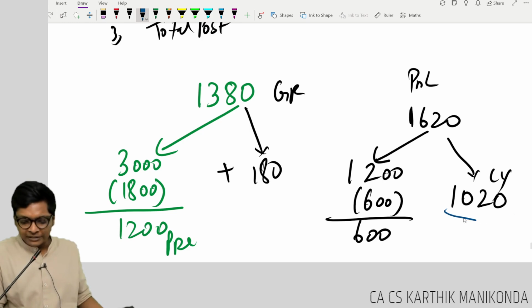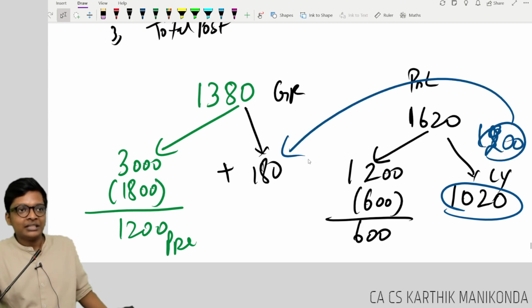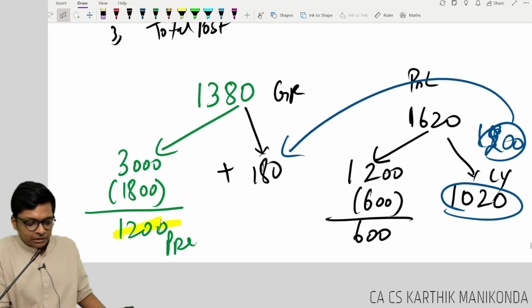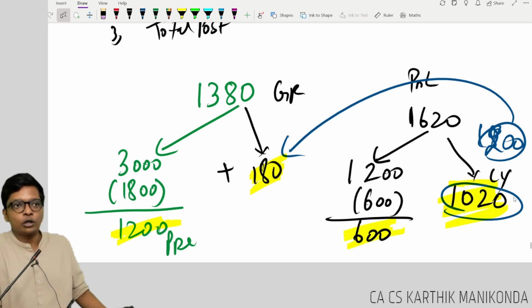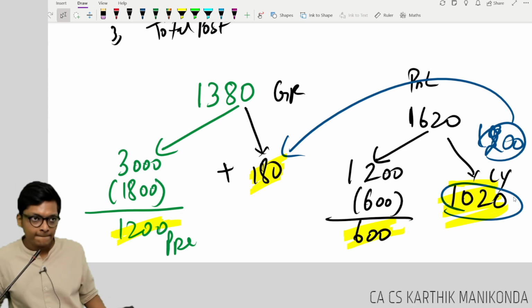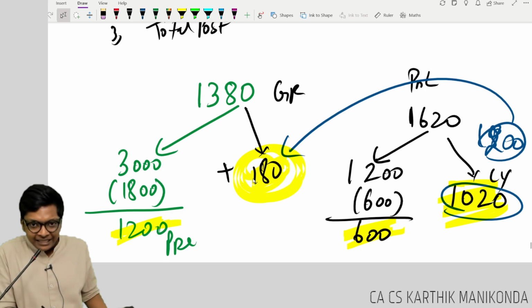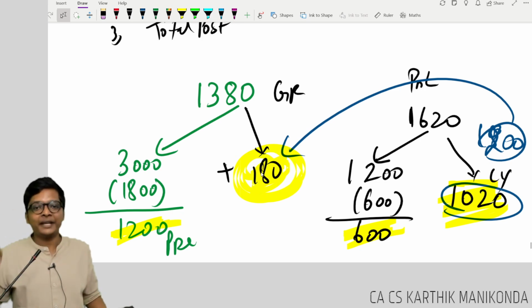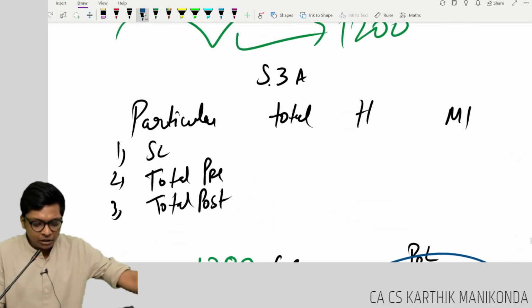Why do I have only 1020? Actually I earned 1200, but I transferred 180 to general reserve. So here pre is 1200, post is 180. Here pre is 600, post is 1020. Following? Got it? Sure, 100%. This 180, how can 180 come here? It can come only from P&L. Following? Sure. Now come to the right, total. What is the total share capital, guys?